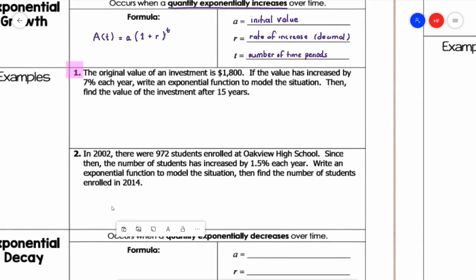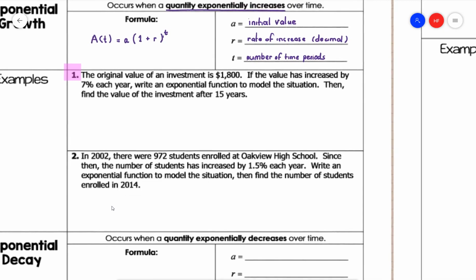So we'll do number 1, and then y'all will do number 2 for homework. So on number 1, it says the original value of an investment is $1,800 if the value has increased by 7% each year. Write an exponential function to model the situation. Then find the value of the investment after 15 years.